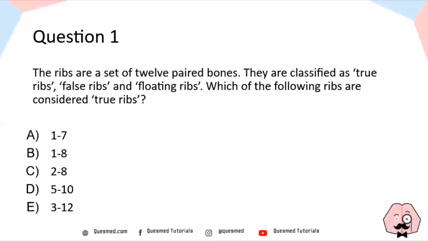So the question here is asking which of the following are true ribs, and the answer is option A, ribs 1 to 7. And in the next couple of slides, we'll explain to you why this is correct.